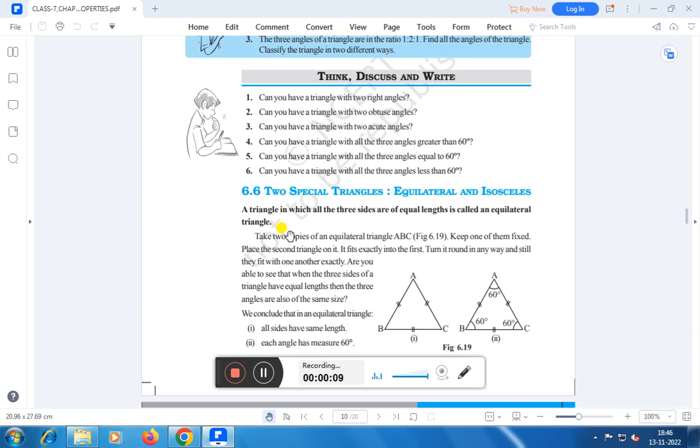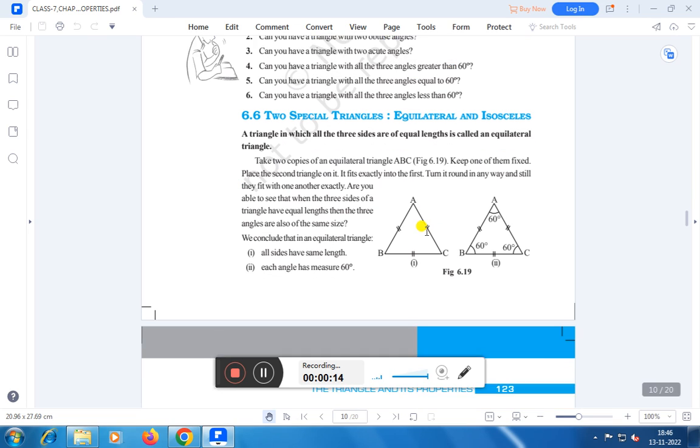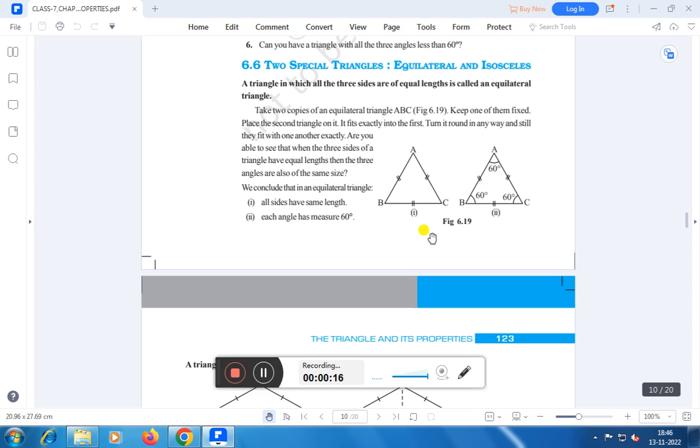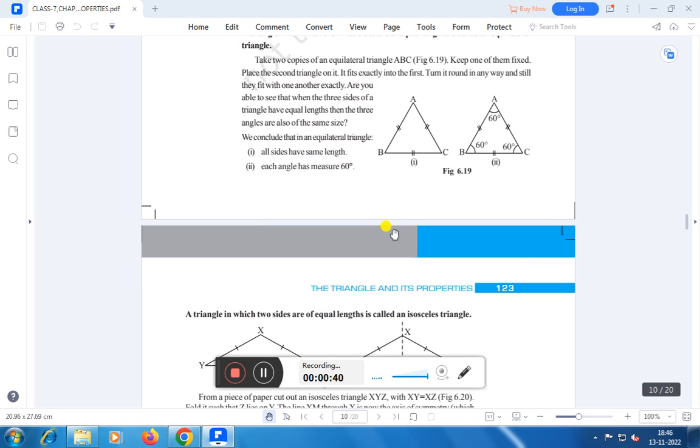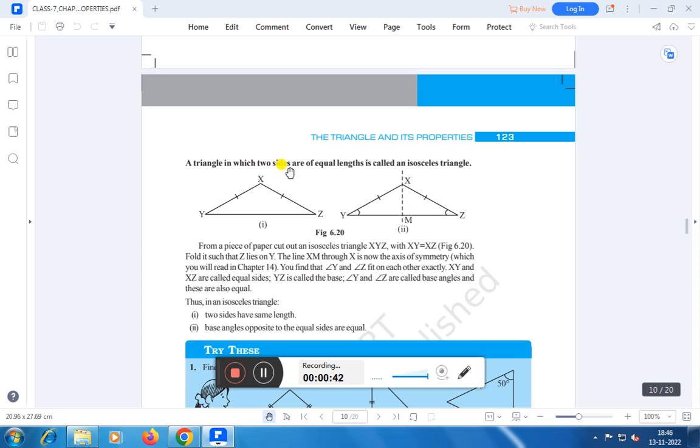A triangle in which all three sides are of equal length is called an equilateral triangle. Here you see an equilateral triangle, that is AB is equal to BC is equal to CA. We conclude that in an equilateral triangle all sides have the same length, AB = BC = CA, and each angle has a measure of 60 degrees. All three angles of the triangle are 60 degrees, right? That is, in an equilateral triangle all sides have the same length and each angle has a measure of 60 degrees, right?